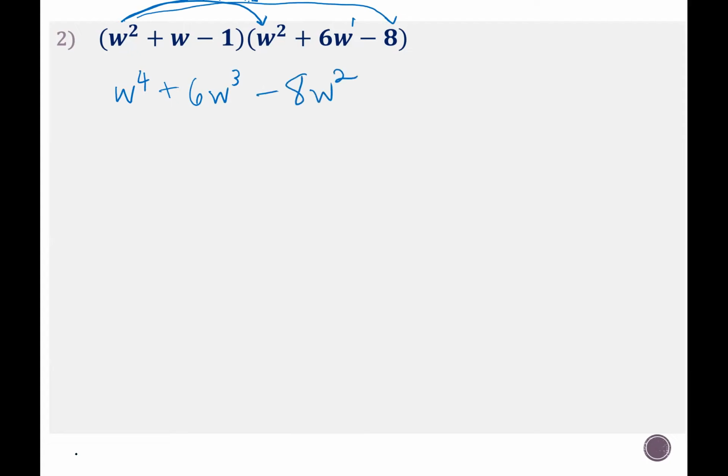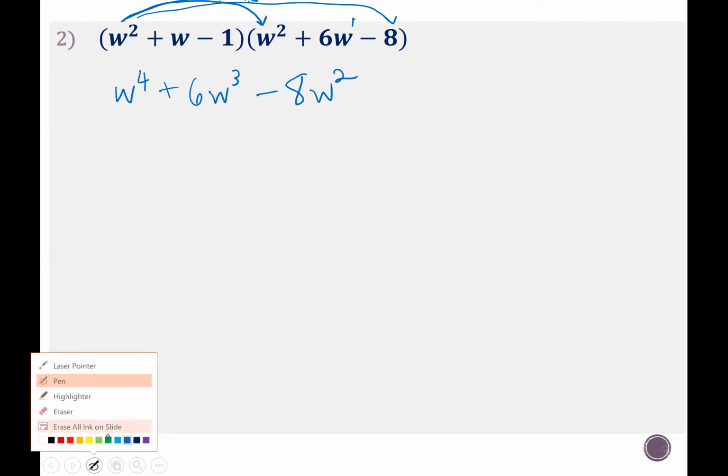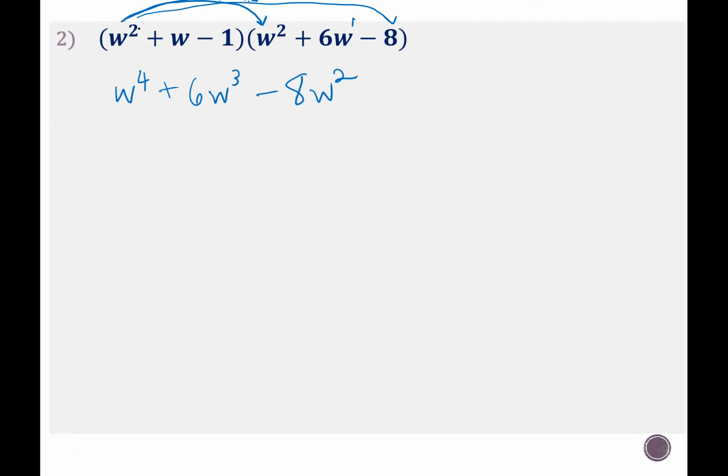That's my first row, because I've now distributed all the w squared. I've distributed w squared to everything in the parentheses here. I don't know why that middle arrow didn't show up, but I did it. Now, so I'm done with that. Now I'll distribute the w. W times w squared is w to the 3rd.